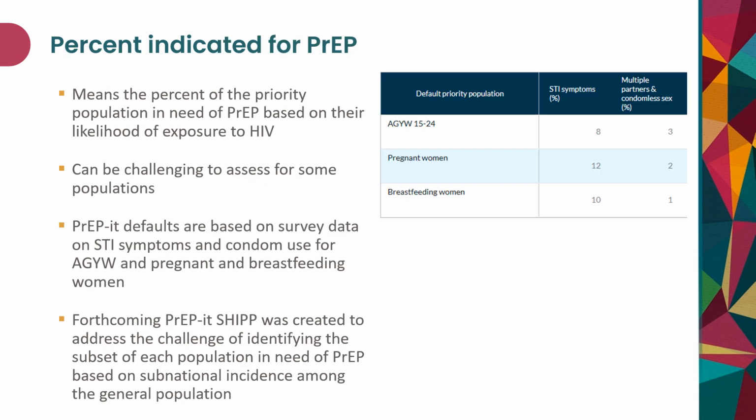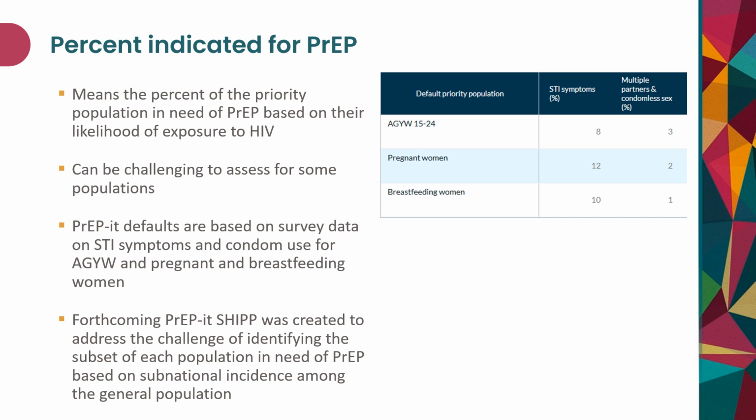The percent indicated for PrEP means the percent of the priority population that is in need of PrEP based on their likelihood of exposure to HIV. This can be challenging to assess for some populations. The defaults in PrepIt are based on DHS survey data on STI symptoms and condom use for adolescent girls and young women and pregnant and breastfeeding women.